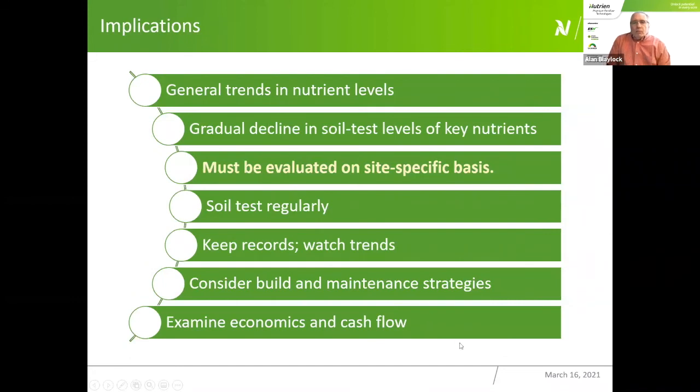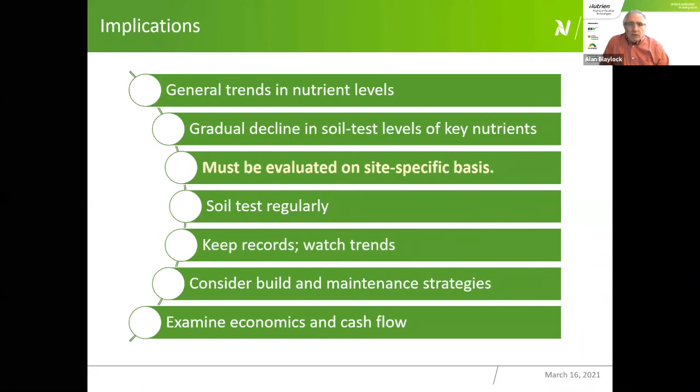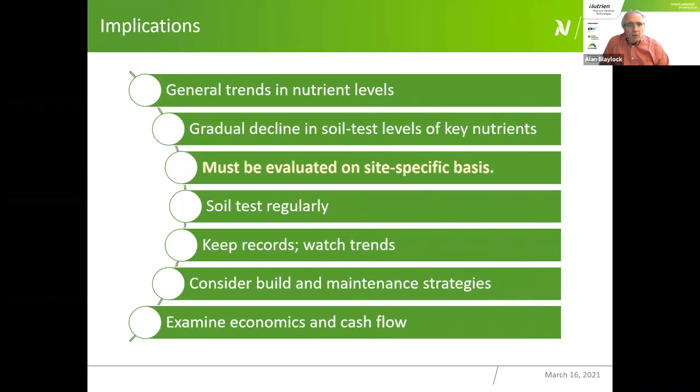Okay, so remember, these are general trends. They suggest a gradual decline in soil test levels, and I'll emphasize again, they must be evaluated on a site-specific basis. And maybe even more than just field by field, maybe even areas within a field. And if you look at these on a field basis, you'll see there's a wide distribution of soil test levels across a field. So regular soil testing, keeping good records, watching the trends, considering build and maintenance strategies where it's appropriate. We certainly don't want to be adding more to excessive soil test levels, and particularly examine economics.